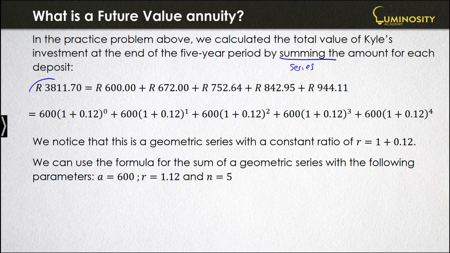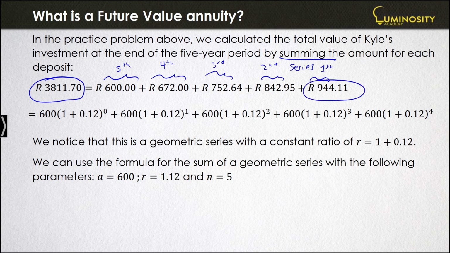So that 3,811 Rand and 70 cents that he got was essentially made up of the 600 Rand at the end of the 5th year. Then that's how much would have happened by the 4th year, the 3rd year, the 2nd year, and the 1st year. So for example, at the end of the 1st year, when you put 600 Rand in and you let it grow over 4 years' time, you get 944 Rand 11 cents. But each of these values can actually be written as follows.